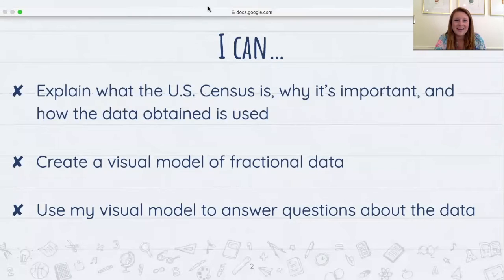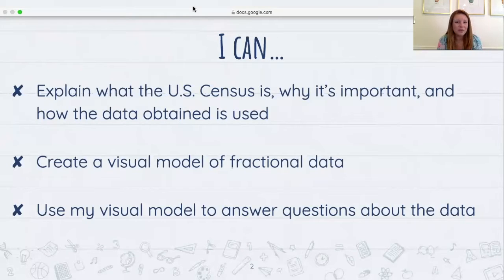So for today's I can statements, our first I can statement is, I can explain what the US Census is, why it's important, and how the data obtained is used. Now, data is just a fancy word for facts, usually facts that are given to us in the form of numbers. Obtained means collected.